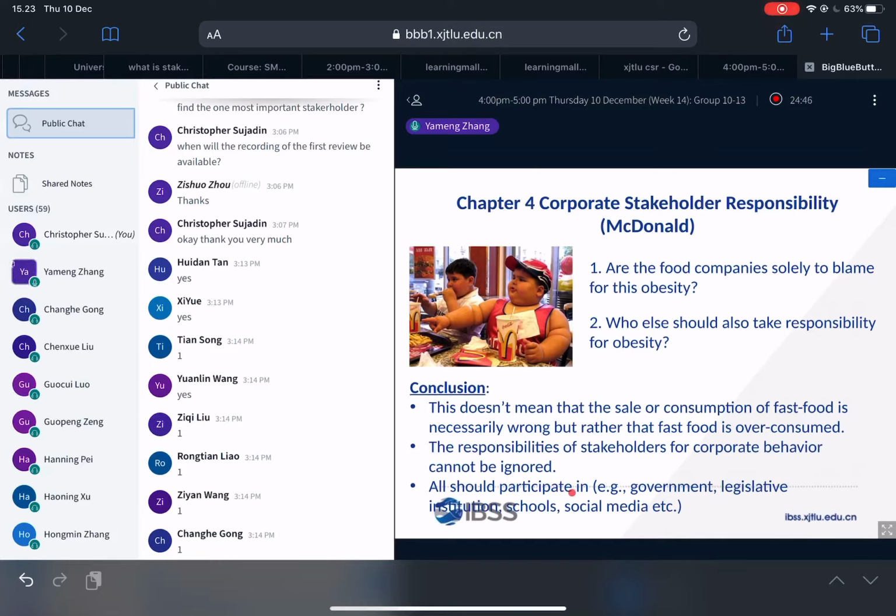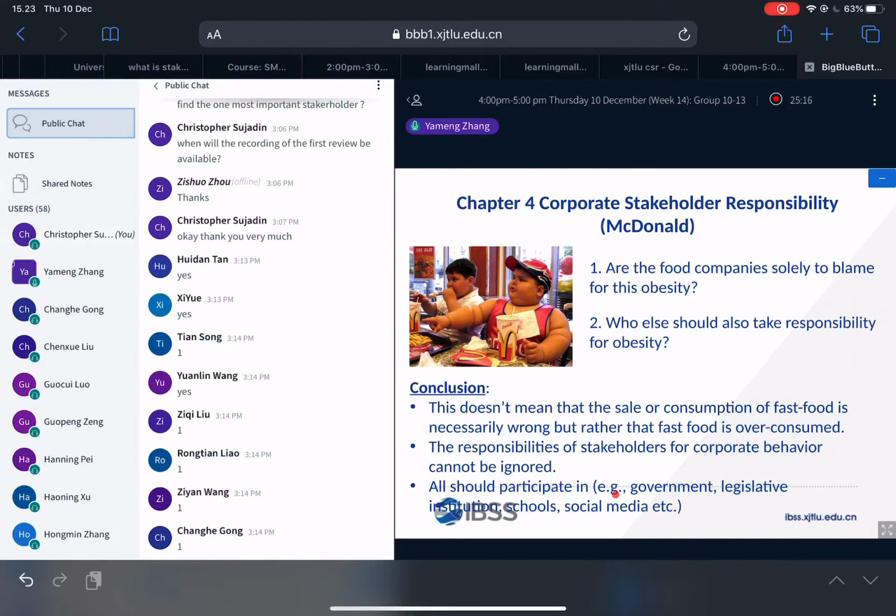And of course, other stakeholders, especially the government, the school, the social media, also should participate in solving these social issues. So overall, we can notice that a lot of actors are involved in society. If an issue emerges in society, all types of stakeholders, all types of actors should take responsibility. We cannot just let the firm take all responsibility for the whole society. That is not fair. All the stakeholders should be responsible for the society issue.